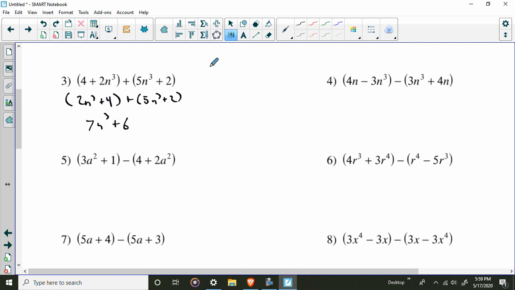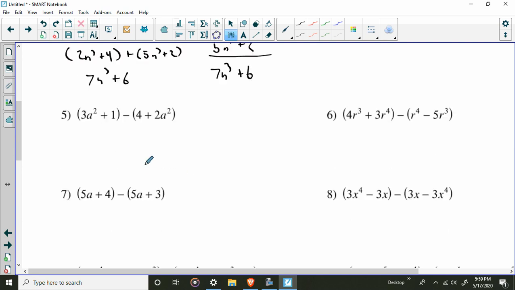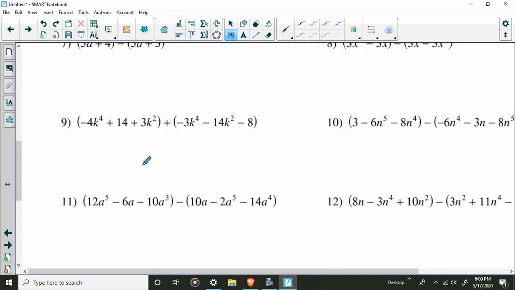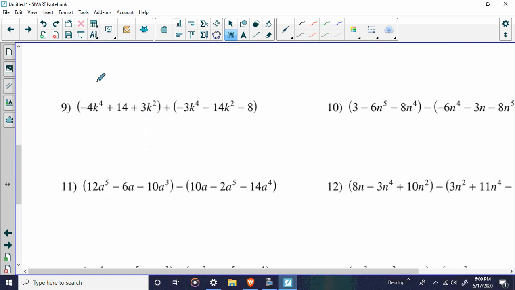If you're not comfortable doing that, again, stack your like terms, okay, and go ahead and add them. 7n to the third plus 6, okay? I'm not really worried about subtraction right now. We'll cover that later, okay? Again, here, I've got to the 4th power, to the 2nd power, to the 0 power, to the 4th power, to the 2nd power, to the 0 power. So we just need to rewrite this a little bit differently.